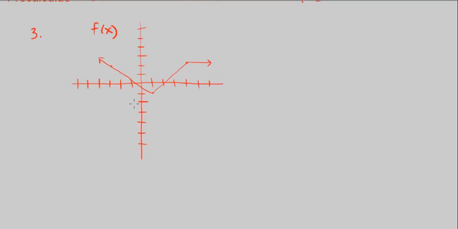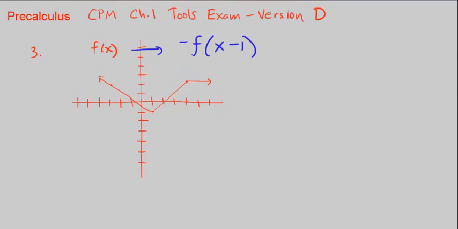Number 3, we were given a graph of f of x. It looked like this. Okay, yours looked a little better. It was on graph paper and all that, on the grid. And then we were asked to sketch negative f of x minus 1. So we have to remember that the input here, x minus 1, means, let me use a different color, that minus 1 means shift to the right.